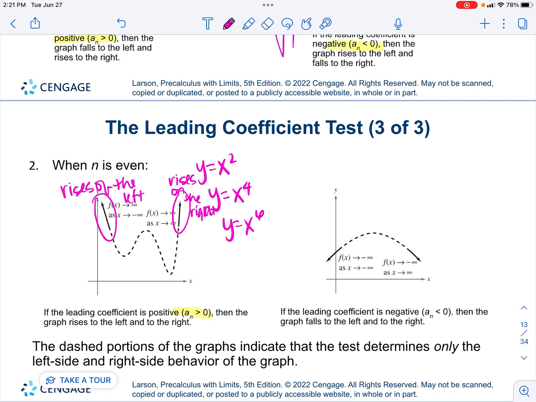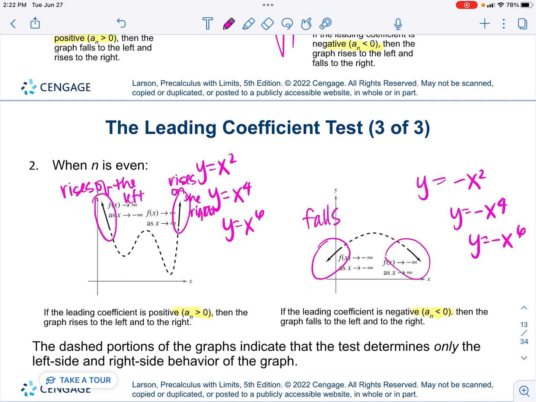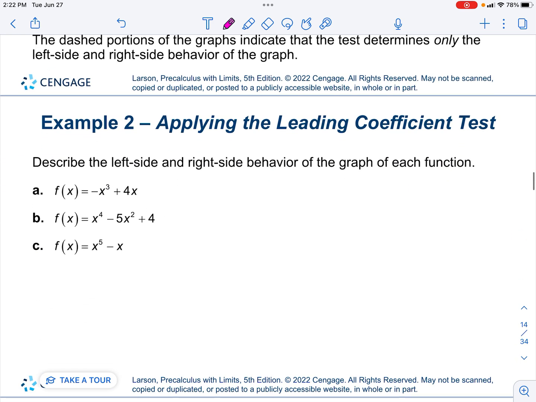Now, similarly to before, if you have a negative exponent here, that means you're talking negative x squared, negative x to the fourth, negative x to the sixth, something like that. Now everything has been flipped over the x-axis, so you'll see falls to the left, and you'll see falls to the right. And those are the only 4 cases. We've hit them all: rising and falling, left or right, even and odd functions, positive a values, negative a values. All right, so here we'll do an example.